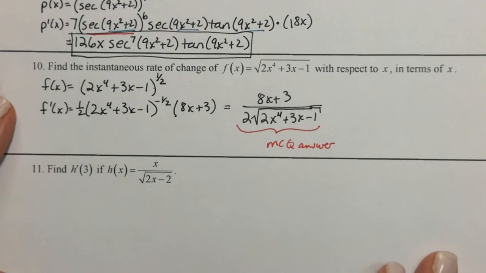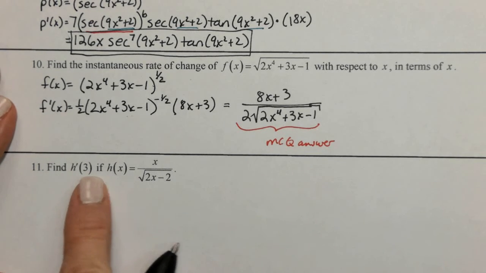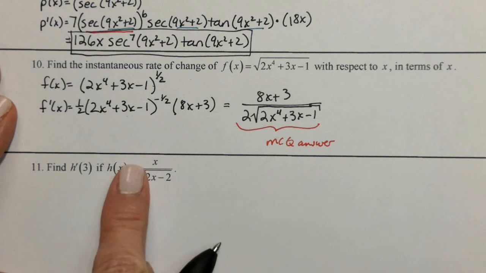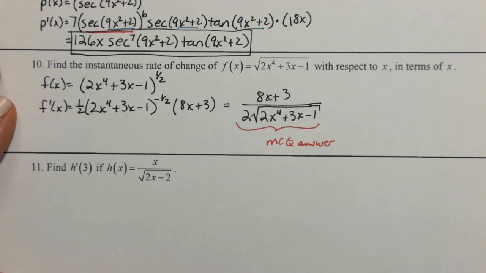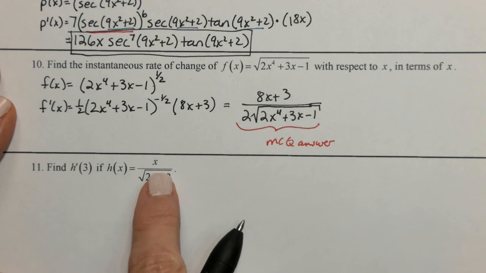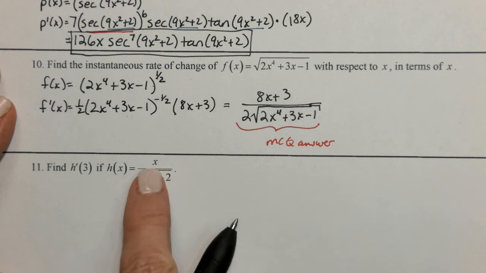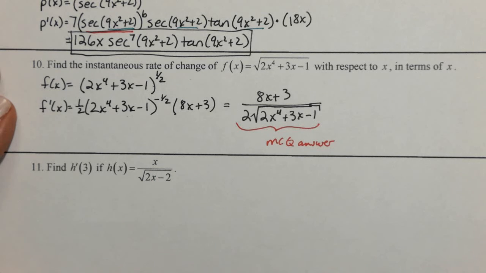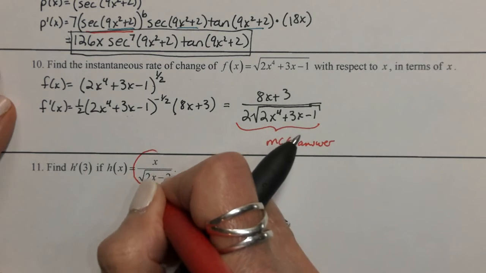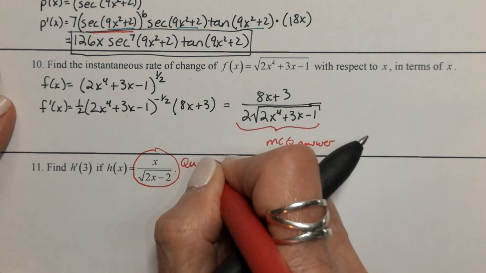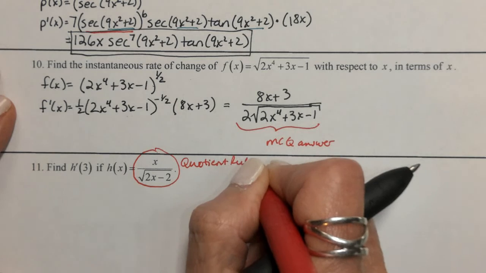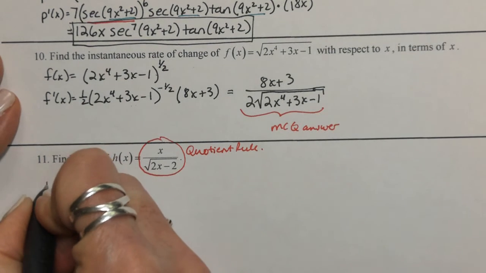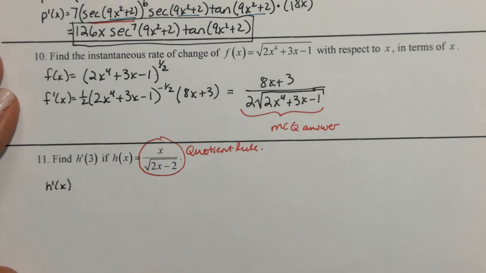Okay, one last example. Find h prime of 3 if h is this. Now, when I see this, I think I could do this a couple of different ways. It's a quotient, so I could use the quotient rule. Or I could bring this to the top, give it a negative exponent, and then use the product rule. Either way is fine. It's written as a quotient, so I think I'm just going to use the quotient rule. So I'm going to find h prime of x, and then I'm going to plug in 3 for x.